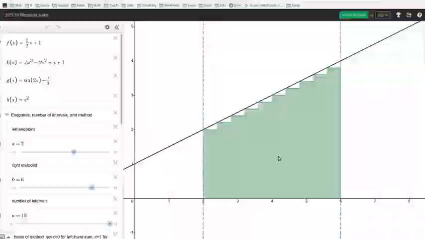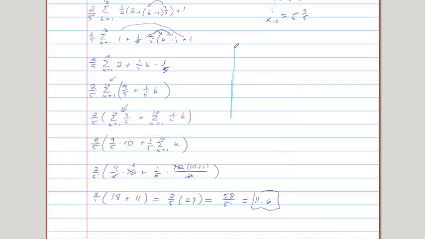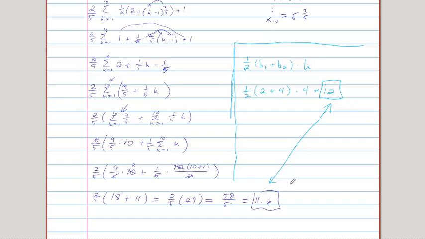So the actual area under this curve between 2 and 6 is 1/2, we call it base 1 plus base 2 times the height. And that is 1/2 times, the first one going up to 2, the second one going up to 4, and then the height we said was 4. So this turns out to be 12. So, not too bad of an underestimation, but still an underestimation nonetheless. But that's okay. All we're doing right now is estimating.